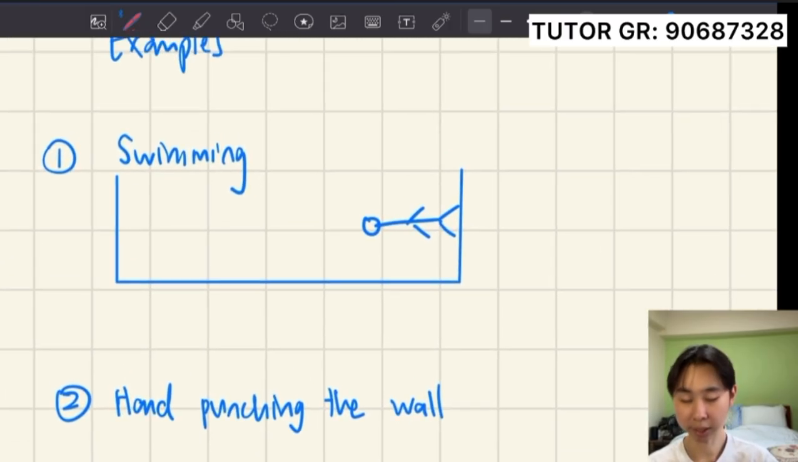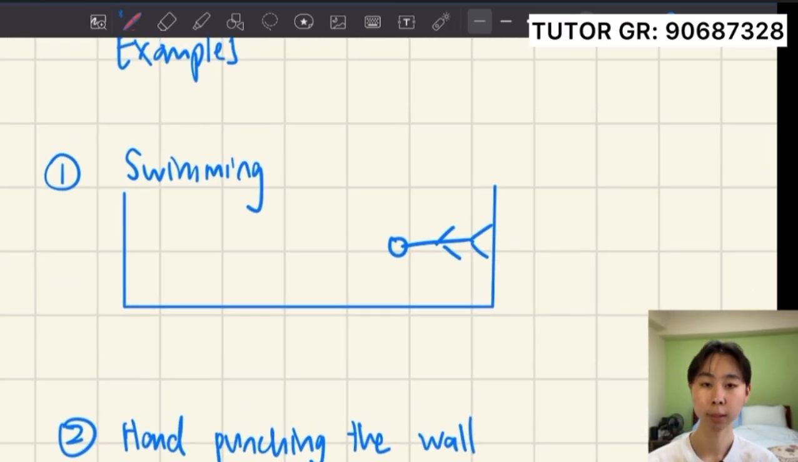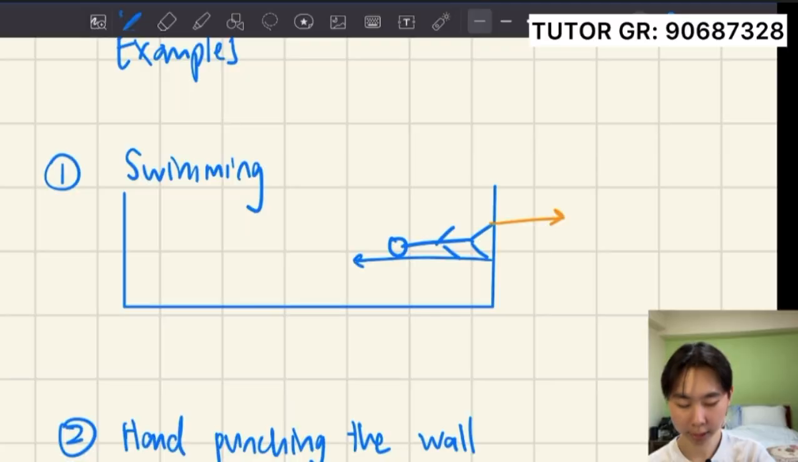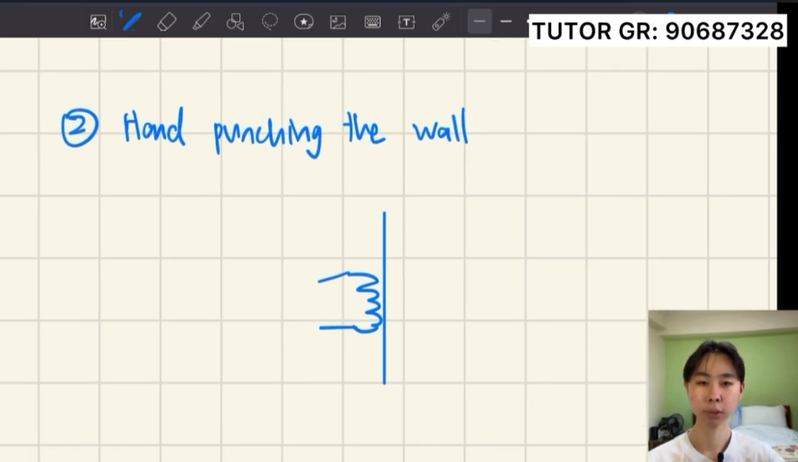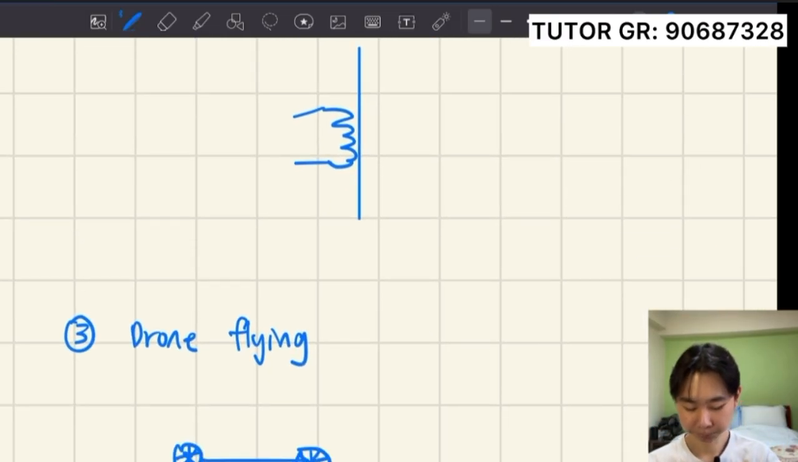We'll take a look at some scenarios here. The first one is swimming. Let's say you're swimming and your coach will normally ask you to hold onto the wall and then kick the wall. Why is it advantageous to kick the wall? When you kick the wall, you exert a force towards the right on the wall, and as a result the wall will exert a leftward force on you, propelling you forward. This is Newton's third law. Second scenario is the one that we covered. When I punch the wall, I exert a force on the wall, and then the wall will punch me back. That's why my hand hurts.